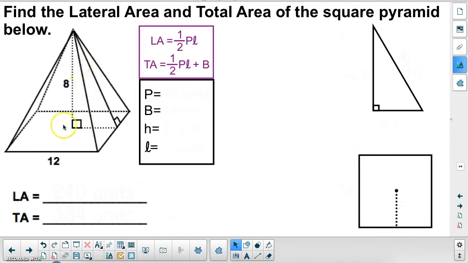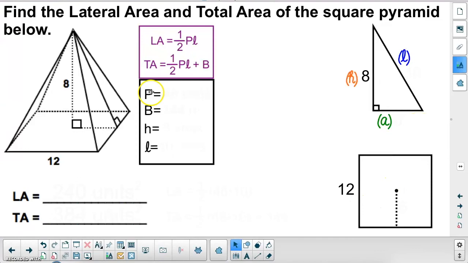So here we want to find the lateral area and total area of the square pyramid below. Notice we are given our base edge of 12 and we're given a height of 8. So what I'm going to do is draw that height triangle in our base shape, and we're going to use that to find the parts. So we're given a height of 8. We can find the apothem and slant height using this height triangle.